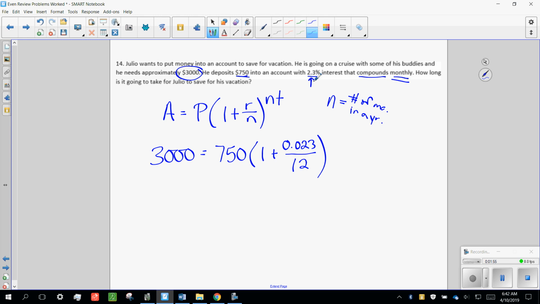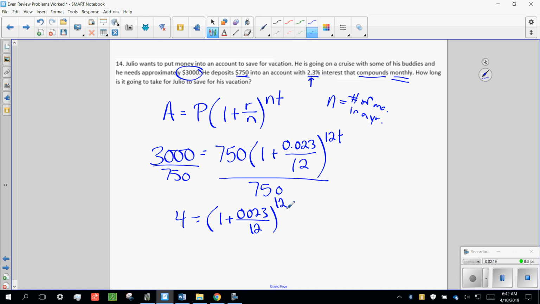So we're going to divide it into 12 pieces, and then n in the exponent is also 12, and we don't know what t is. So the last thing we're going to do is solve for t. If we divide by 750, we get 4 is equal to 1 plus 0.023 over 12, to the 12t. And so now we can rewrite that as a logarithm with a different base.